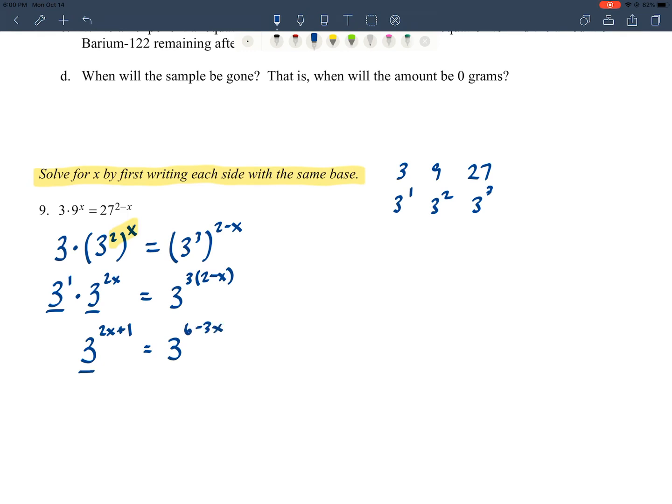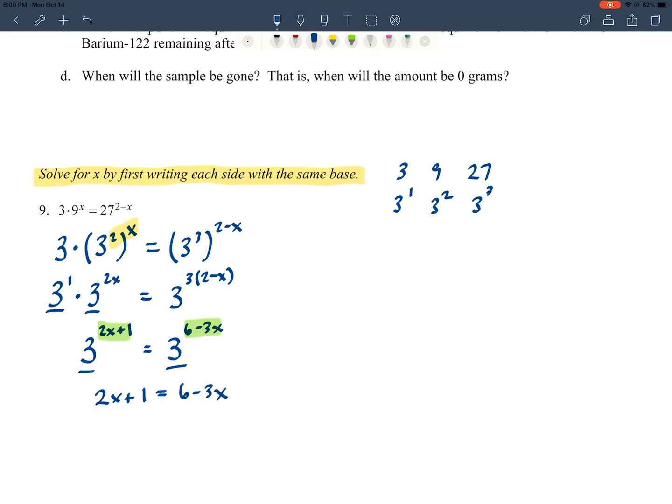And now that we've rewritten each of these with the same base, in order for them to be equal, they would have to have the same value for their exponents. This one and this one would have to equal each other. So let's just pull that exponent out, 2x plus 1. Pull out the 6 minus 3x, and let's figure out what value of x would make those the same.